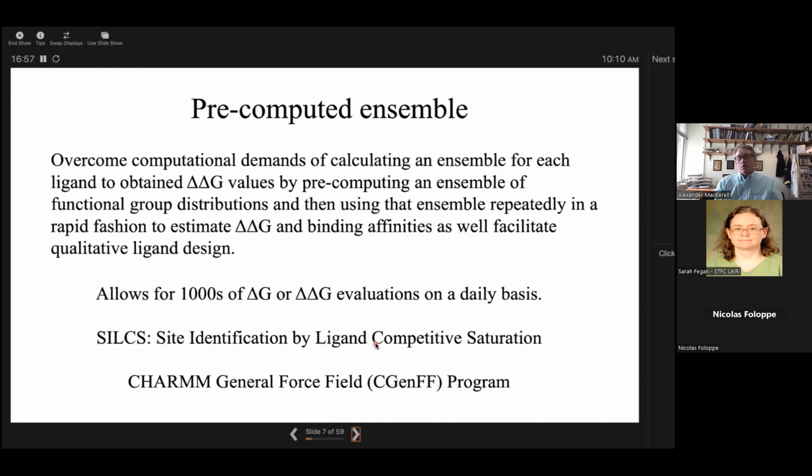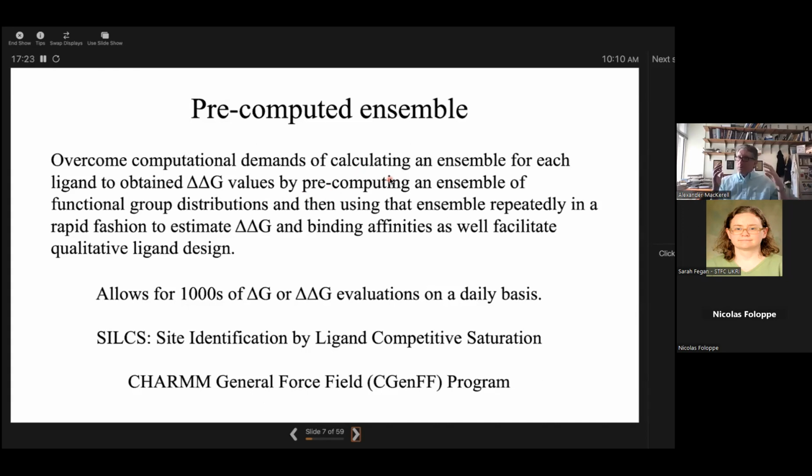So with the SILCS technology, we're now getting to the idea of a precomputed ensemble. So we're going to overcome the computational demands of calculating an ensemble of conformations for each ligand by pre-computing an ensemble of functional group distributions. We're going to do that once, okay? And then we're going to use that pre-computed ensemble for every new ligand.